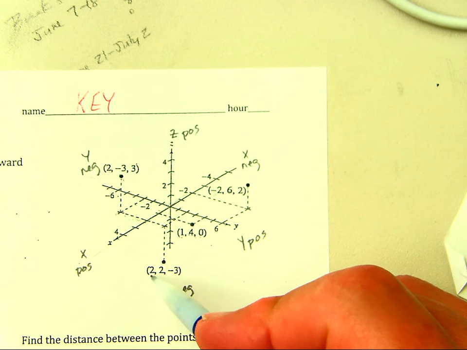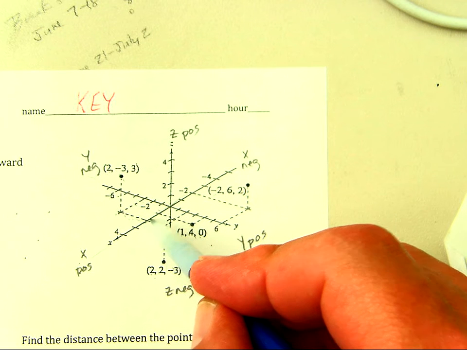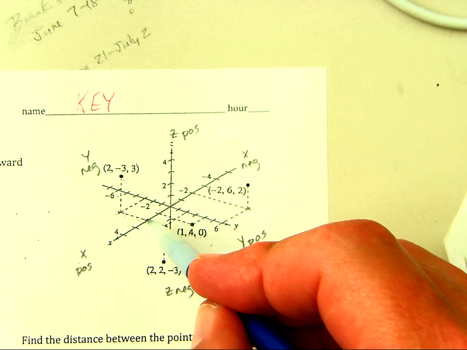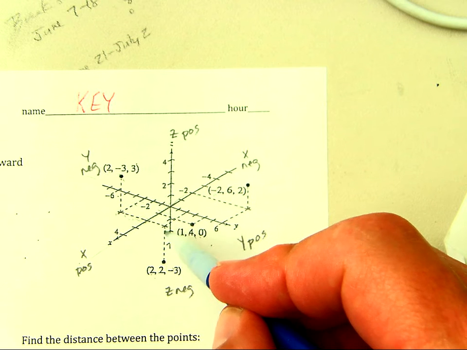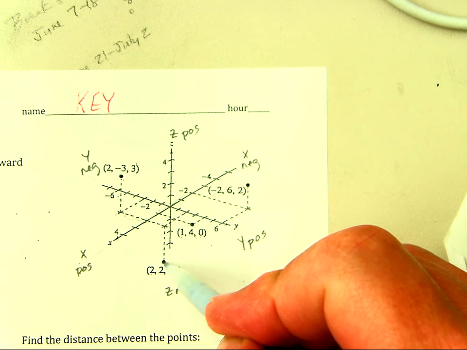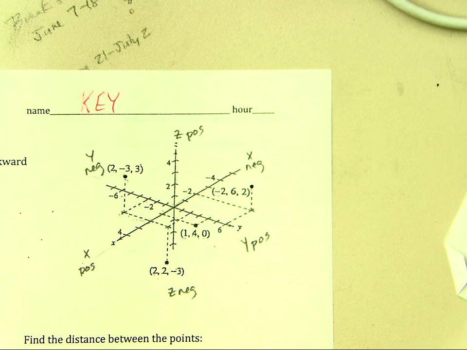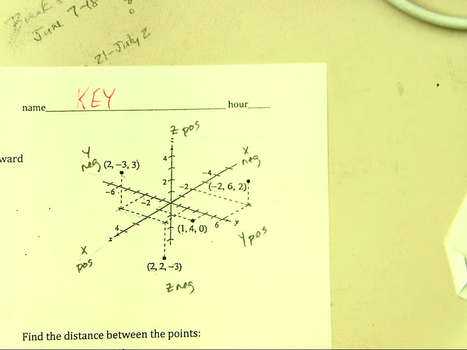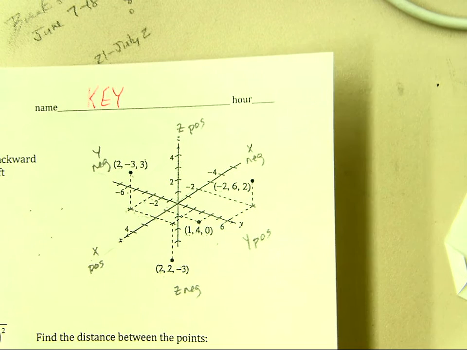Or this one here, 2, 2, negative 3. So X is 2, so they went out 2 on the x-axis. Y was 2, so they went right 2 for the y-axis. And then negative 3, so they went down 3 for the z-axis. If you had trouble following those, it's understandable. If they didn't have the dotted lines, it'd be really hard to decide exactly what those points are. Again, I think that's the hardest part.